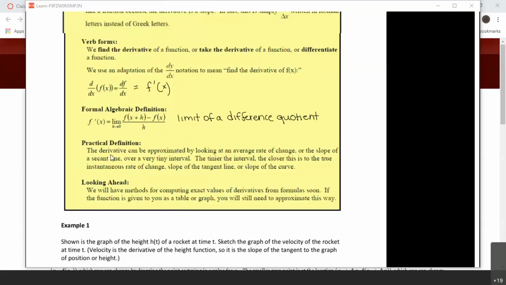So a practical definition of the derivative is an approximation. It can be approximated by looking at the slope of the secant line over a really tiny interval where h is getting close to 0. That's the practical definition.